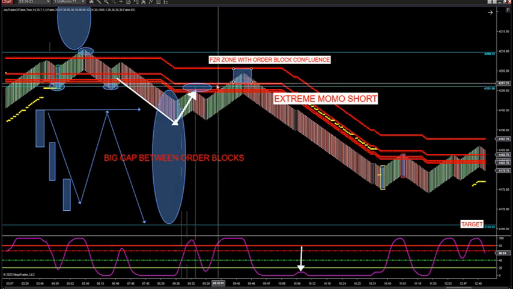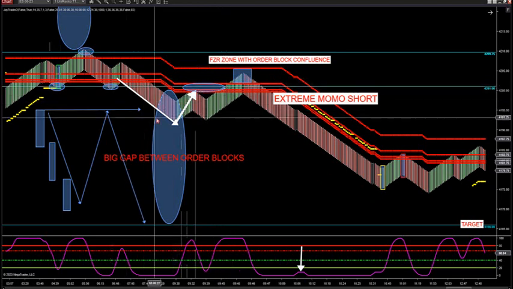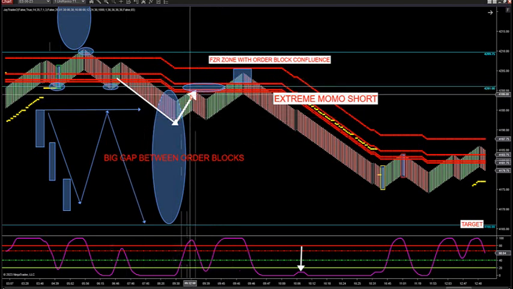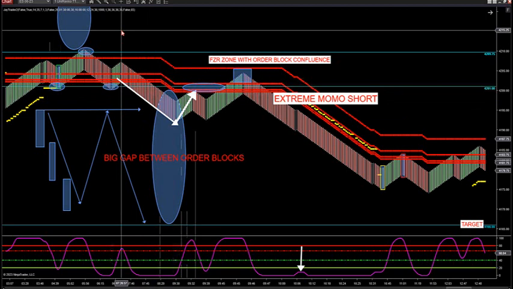So there's your deeper zone, and here's your shallow zone. So when you break an order block and you retest this shallow zone, immediately what you look for is a momentum sell setup. We only look for two setups in this trading room. The market can only do two things.